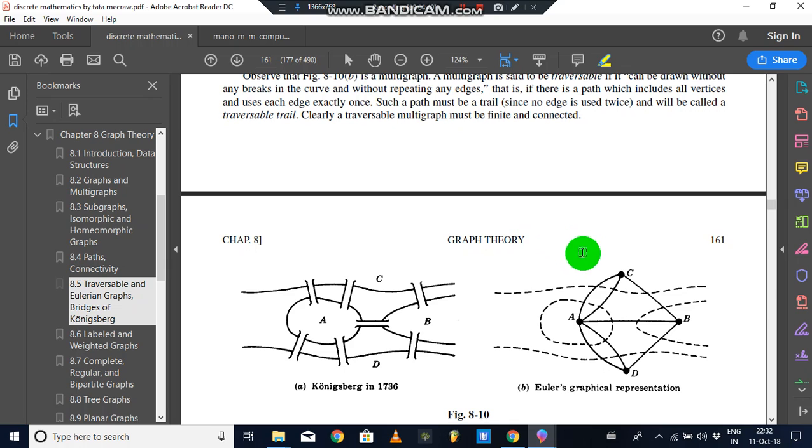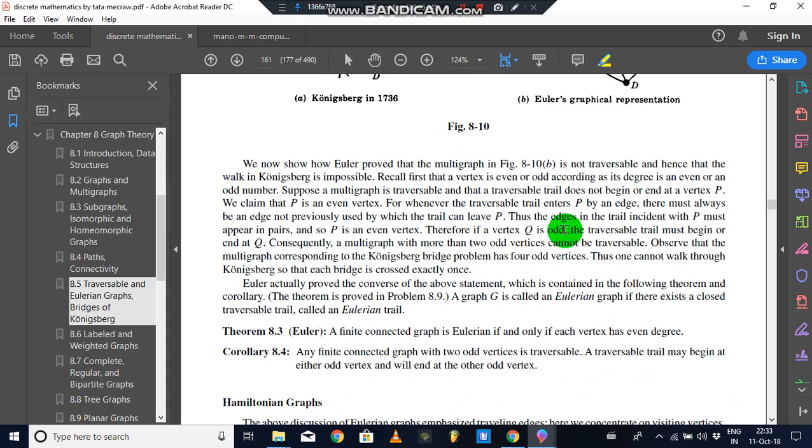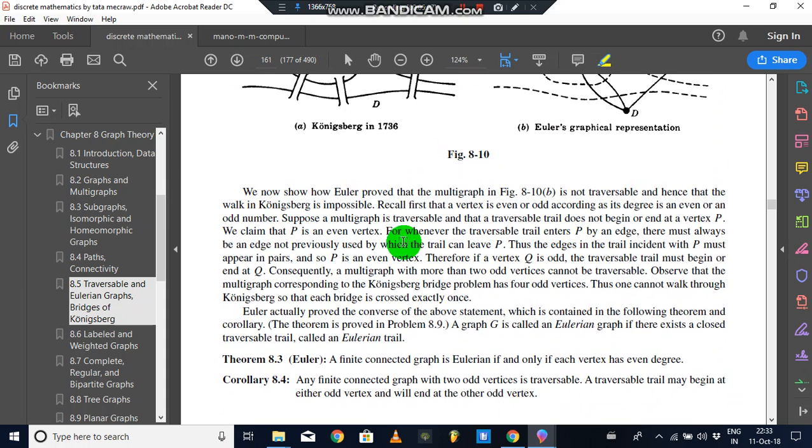Such a path must be a trail. I already told you about trails. If you are not aware of the trail, then please see our previous lecture, and it will be called a traversable trail. Clearly, a traversable multigraph must be finite and connected. So after this, the principle is that the Konigsberg walk is impossible. So what is the solution to it?